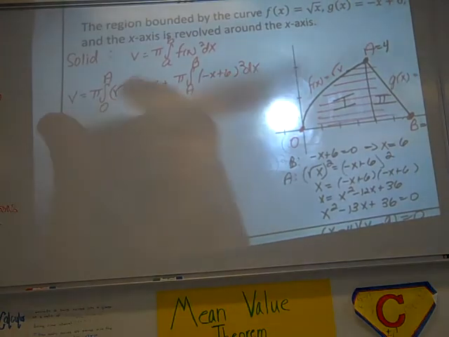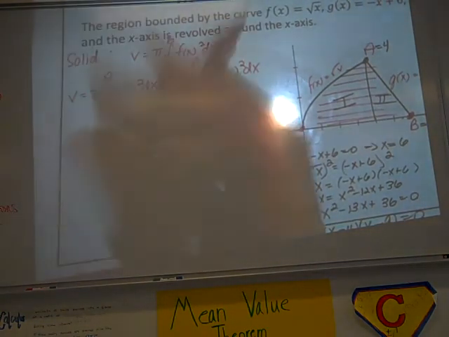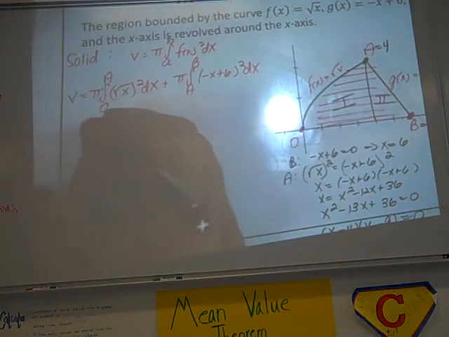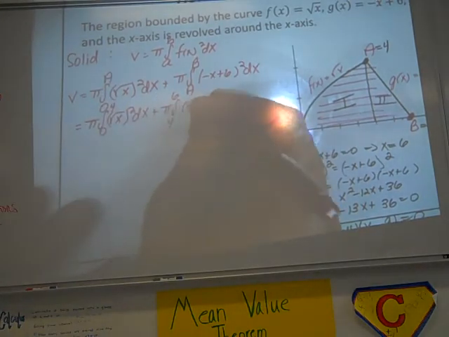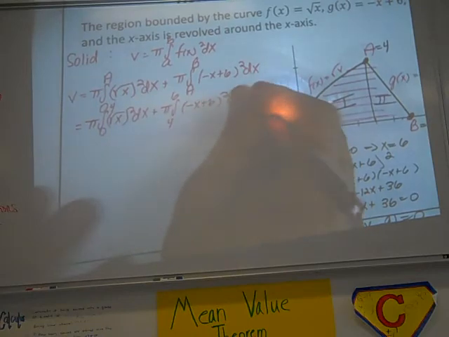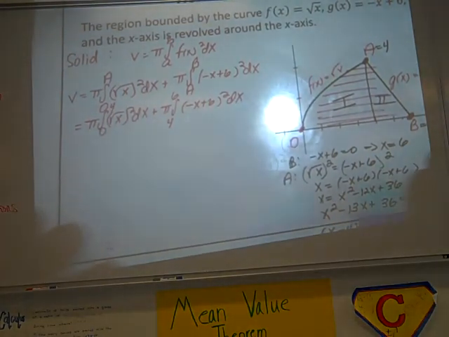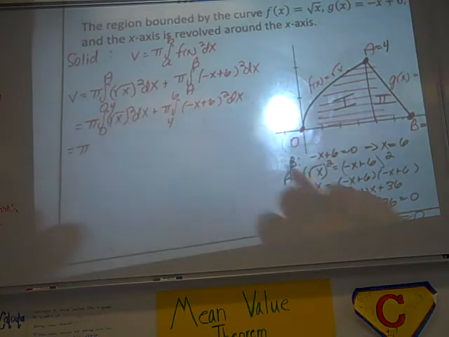So what does that mean? That means I can go back to my integration problem. And we have pi. We're going to integrate from 0 to 4, square root of x squared dx, plus pi. We're going to integrate from 4 to 6, negative x plus 6, the whole thing squared, dx. Let's pick up the pace now. This should be much easier.